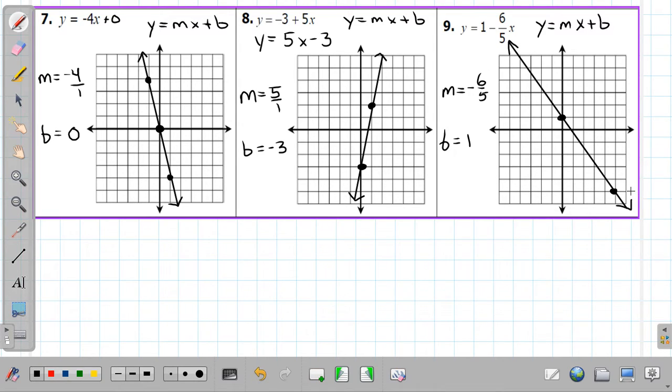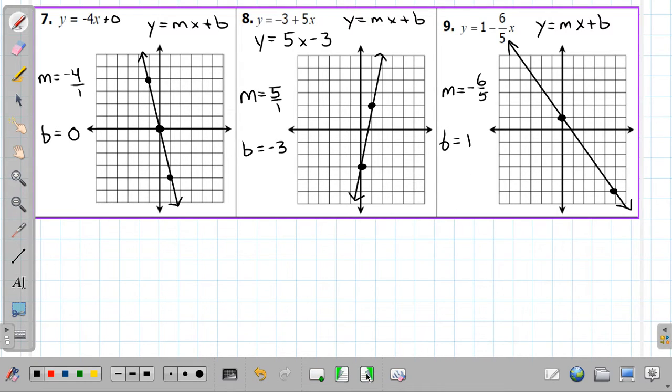Neither is yours when you use a protractor or a ruler. It's not going to be 100% perfect, but you should at least have the general shape of what the graph looks like here, which once again tells us our y-intercept is 1. And then if you calculate the slope from one point to the other, you'll find that it's negative 6 over 5.